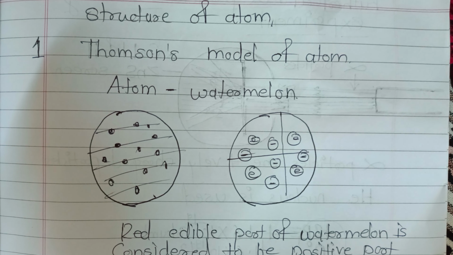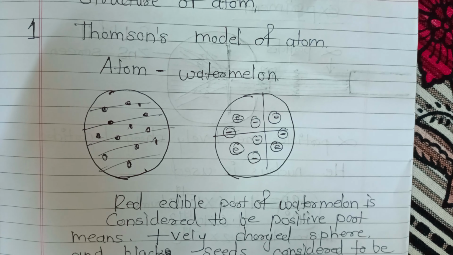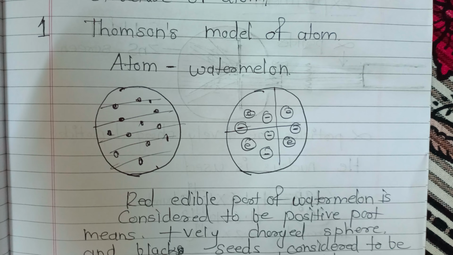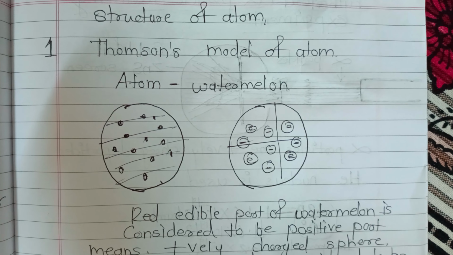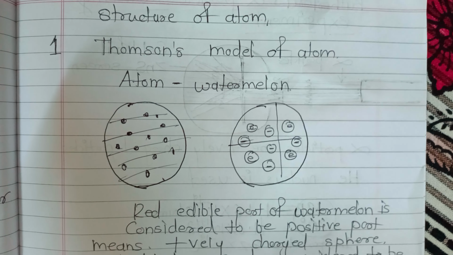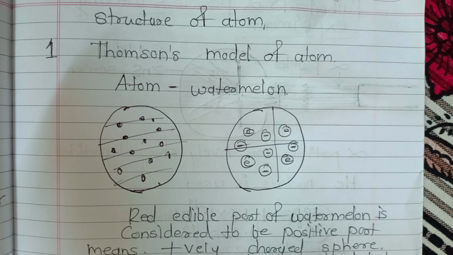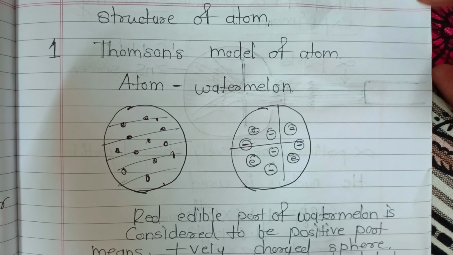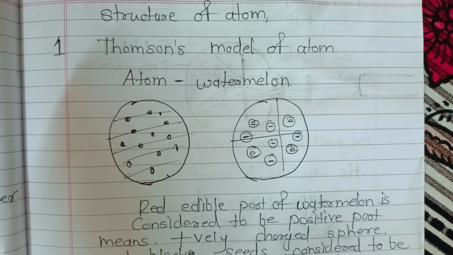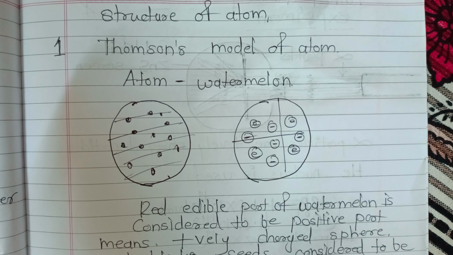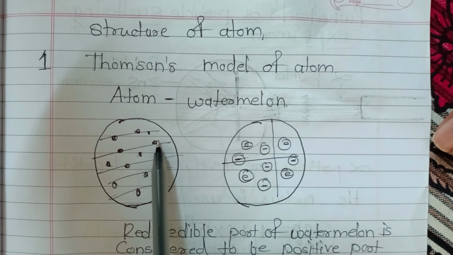The first scientist was J.J. Thomson, with the Thomson model of an atom. Its history is quite interesting because he said that the atom looks like a watermelon. When we cut the watermelon into two pieces, you can see the red portion, and in the red portion the small black seeds are also present. So he compared the model of an atom with the half-cut watermelon. The red part is the edible part, and the seeds we throw out.